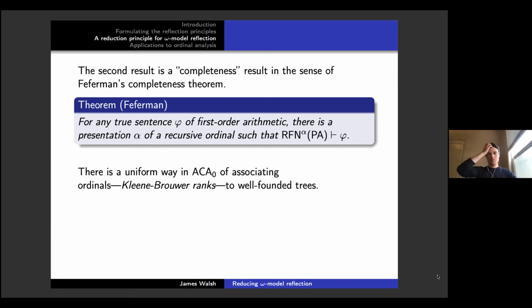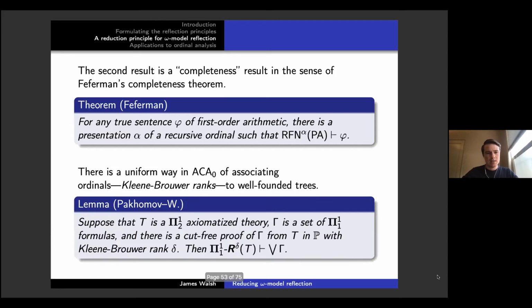So before stating the result, let me just mention that there is a uniform way of associating linear orders to trees. And in ACA 0, you can prove that whenever the tree is well-founded, the linear order that it gets associated with is an ordinal, a well ordering. These are called the Kleene-Brouwer ranks. So the Kleene-Brouwer rank of a well-founded tree will be the ordinal that it gets associated with in this way.